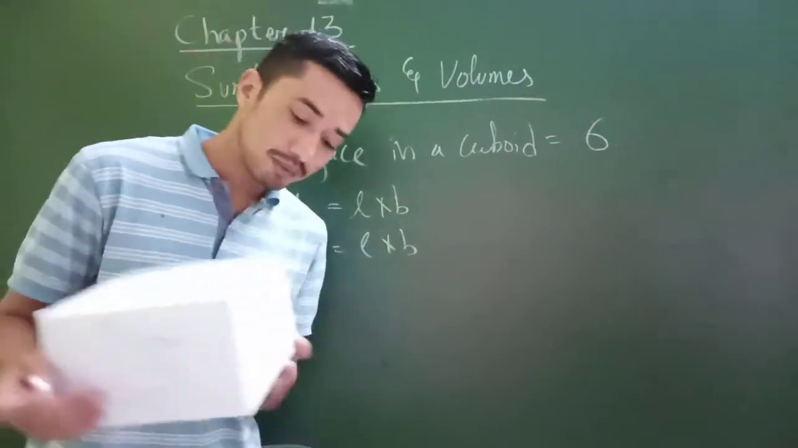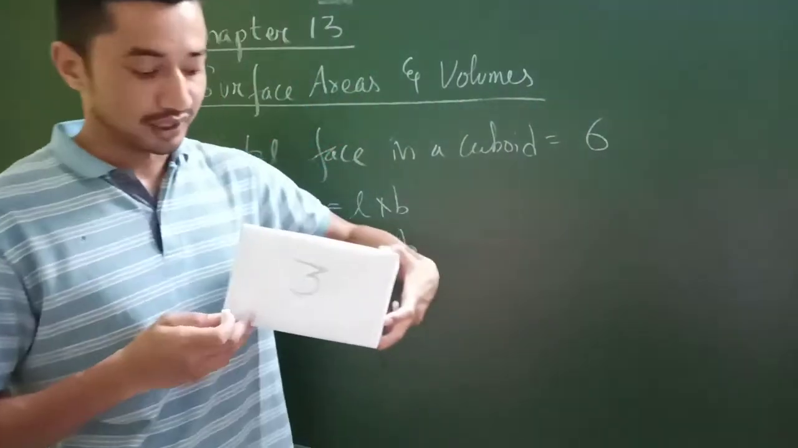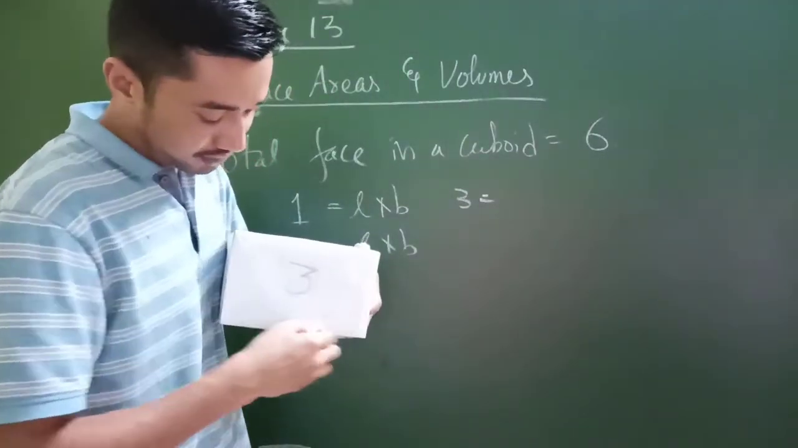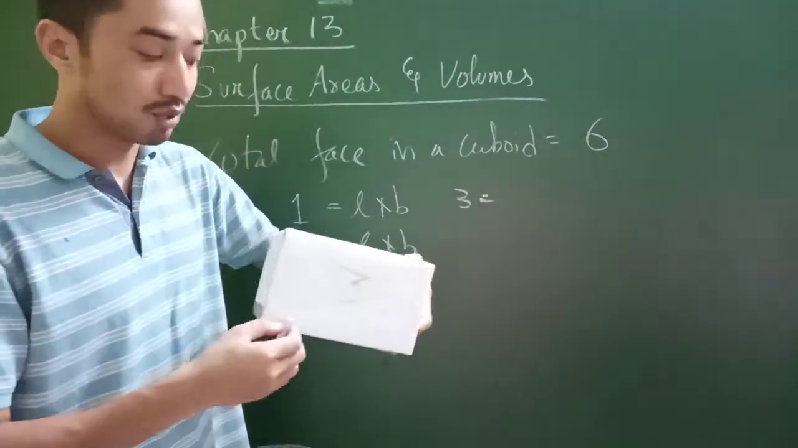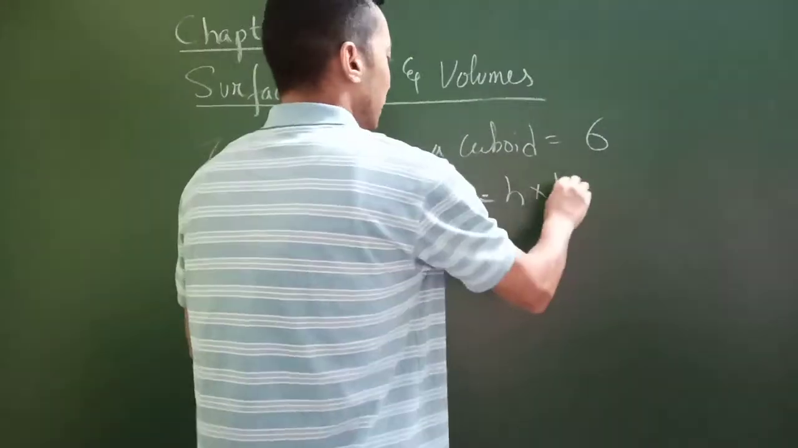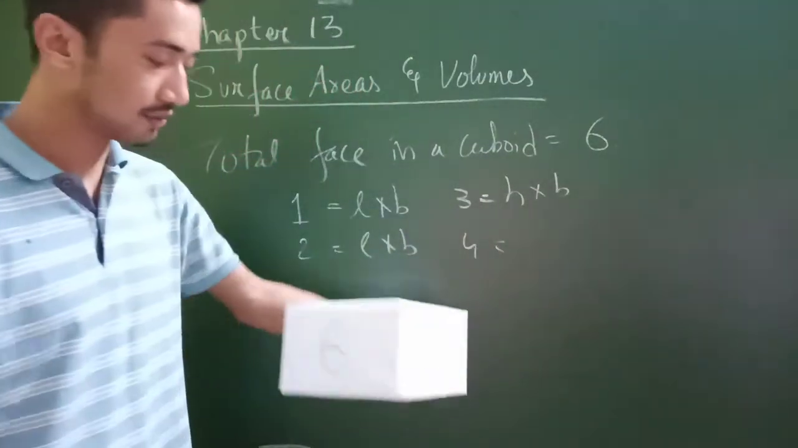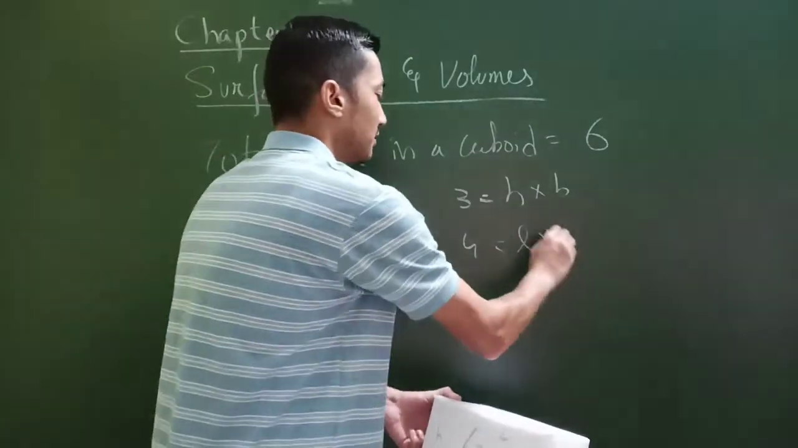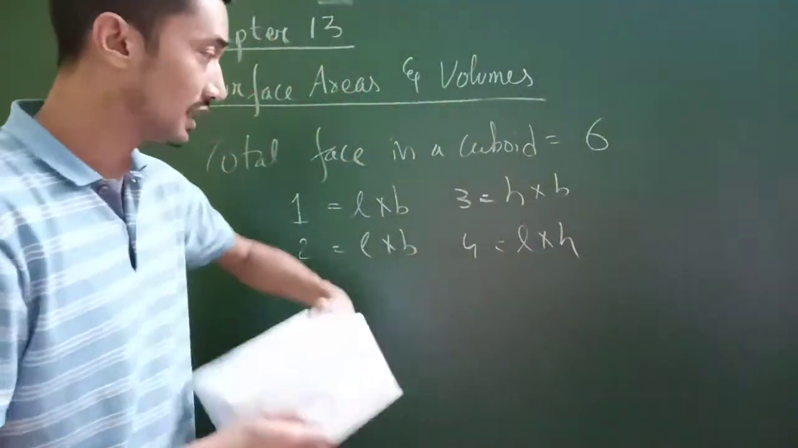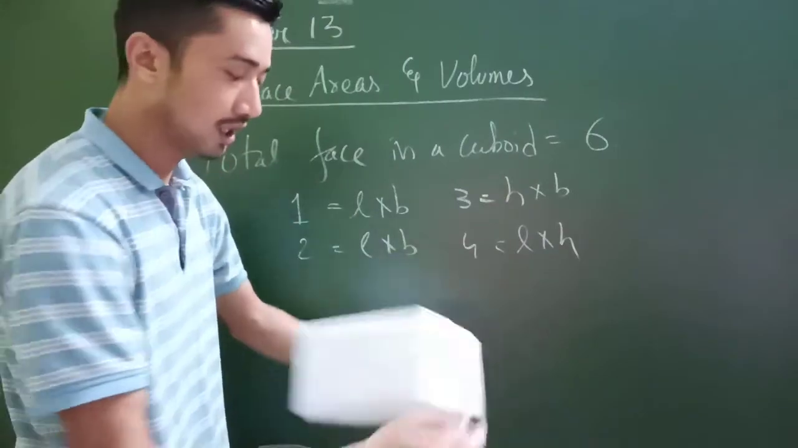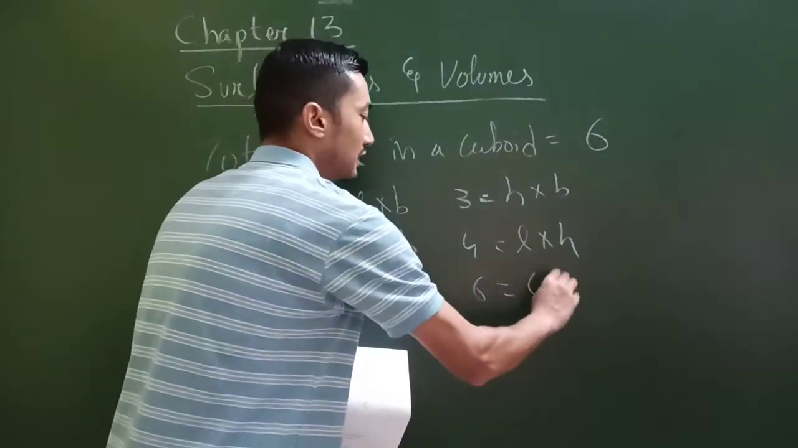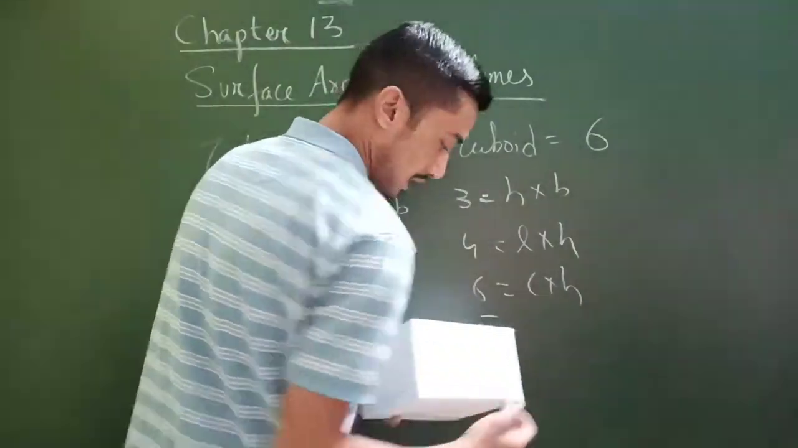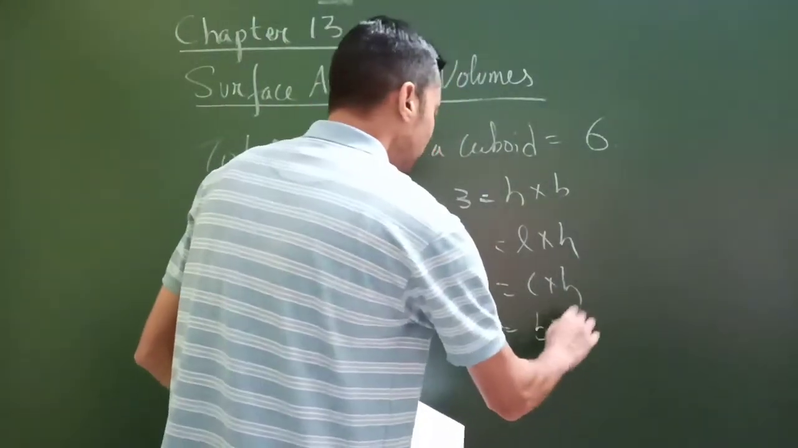Similarly, but what about 3? Let's just check it out. What will be face 3? Face 3 is going to be height into breadth, isn't it? Height into breadth. What about face 4? So face 4, if I am placing it like this, is length into height. That means face 6, which is opposite to 4, will also be length into height, and then that means face 5 will be breadth into height.